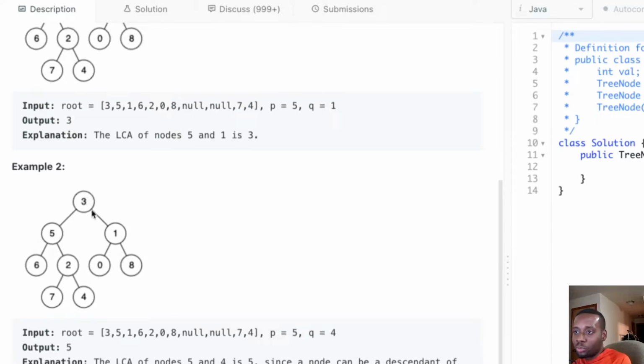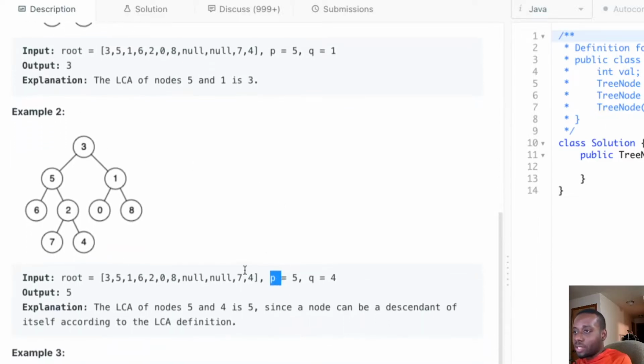This case as well, right? 3, we went left. We searched the left side first, and then we see that 5 is P or Q, which is P. And then we return automatically. We return that to the caller, and we're done, guys. We don't bother searching the rest of this tree. So we search it, we find it, and then we just return it. We return that to the caller, guys.